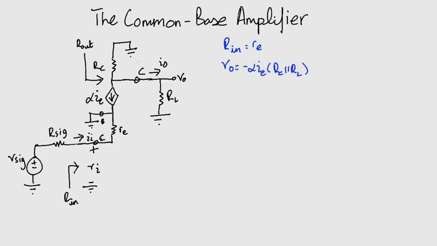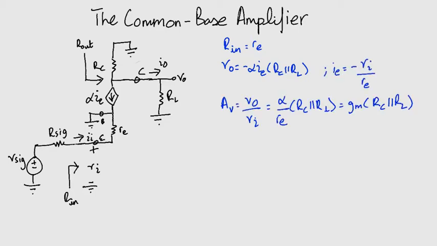We substitute for the emitter current and we obtain the voltage gain V0 over Vi. This expression, except for its positive sign, is identical to the expression for Av for the common emitter amplifier. Rout, as you can also see, is simply RC. We can also calculate the overall voltage gain. Here we are, and we notice that the voltage gain is almost independent of the value of beta, which is a very desirable property.